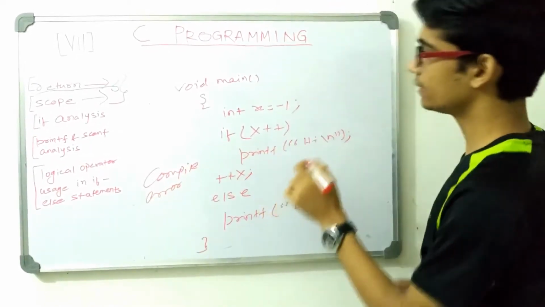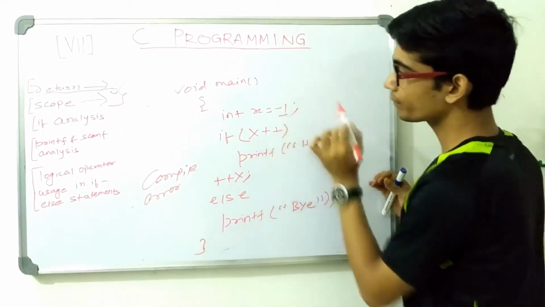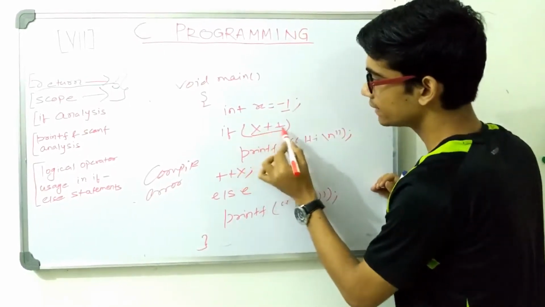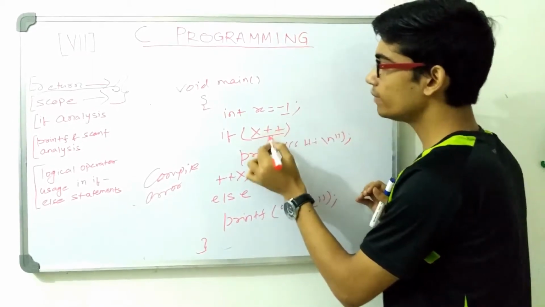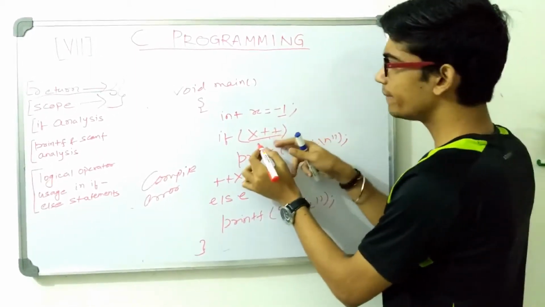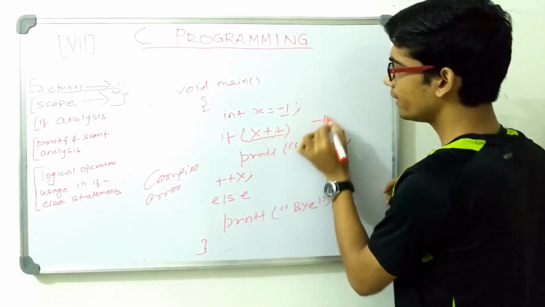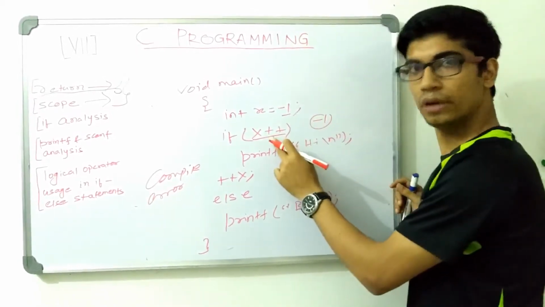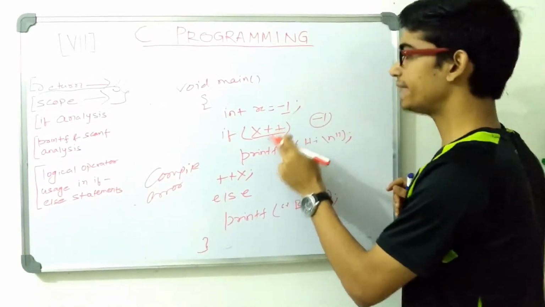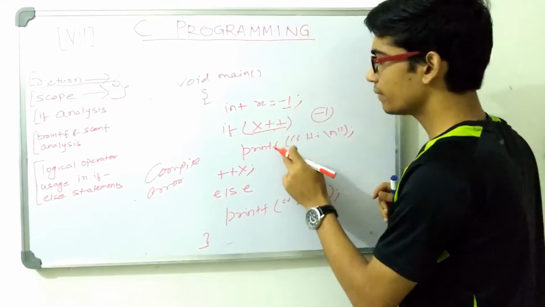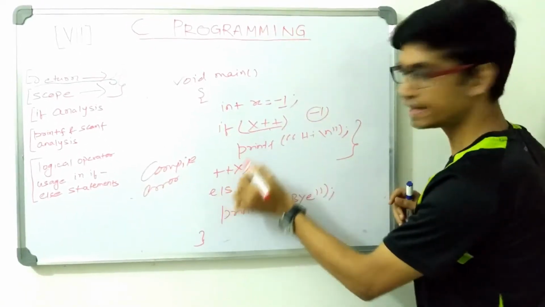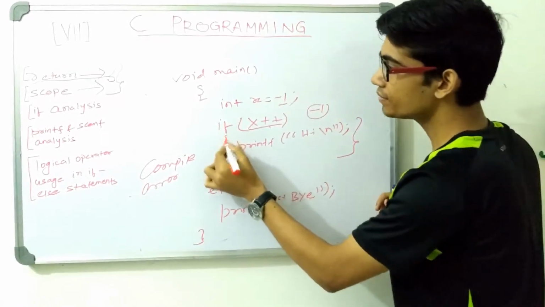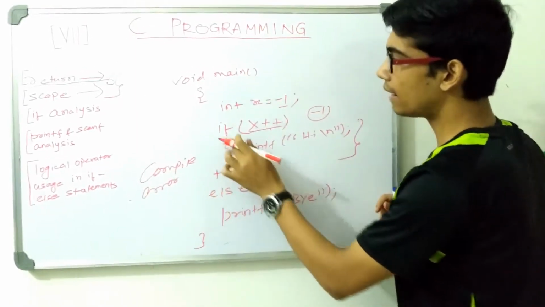Why compile error? See, this is -1, okay, so x plus plus, this is post increment, I have told you. So what will happen? First the value will be assigned, okay, so post increment is there, so the value here will be -1. Okay, the value is -1. Okay, it is true, but see, there are 2 statements here, isn't it? There are 2 statements here, and we haven't used any braces. So what will be the error?